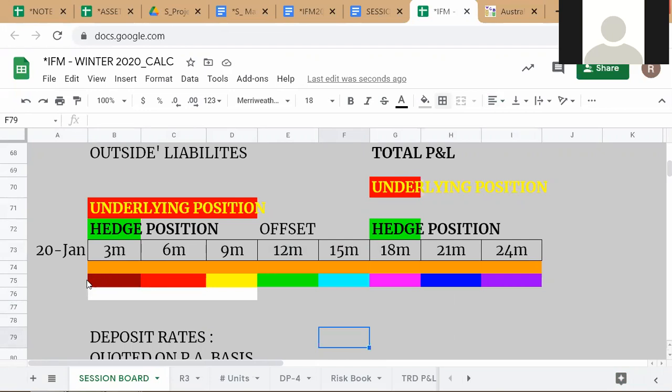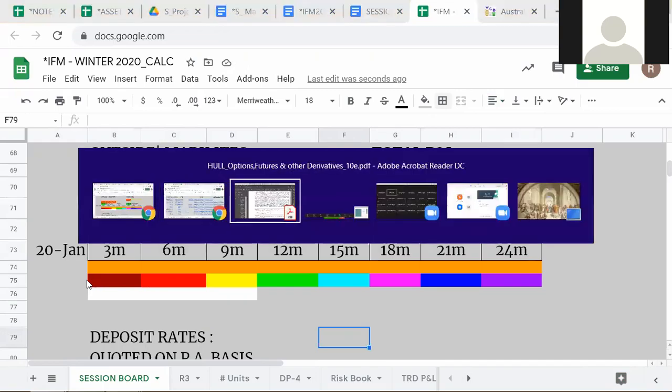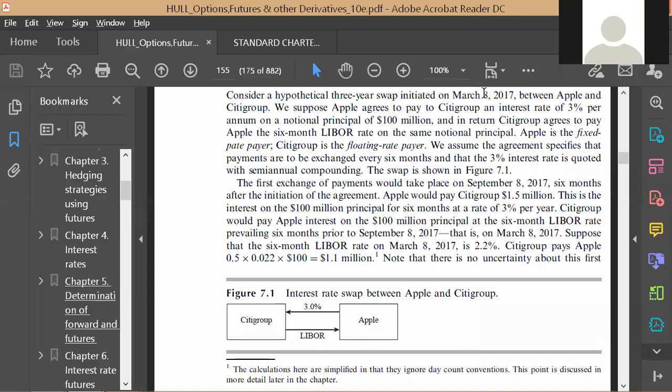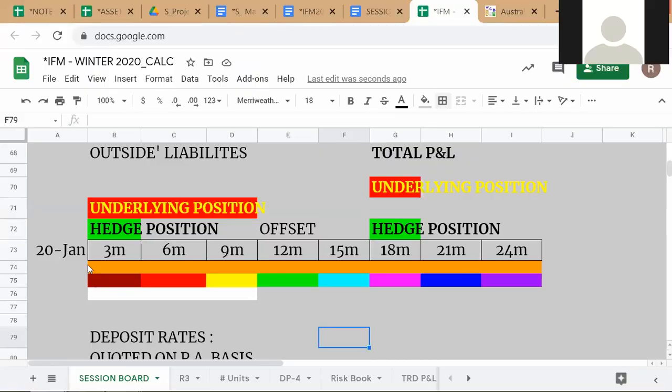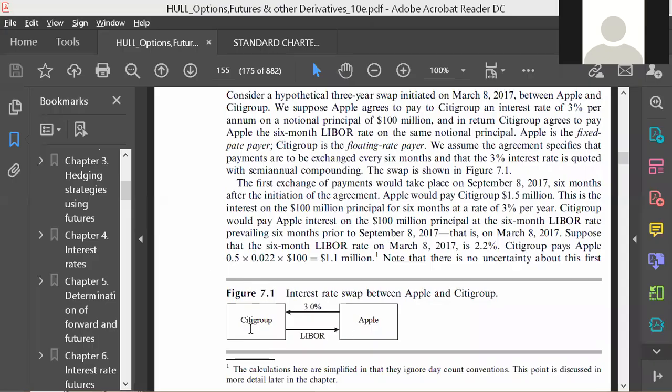So we start from day one. This is the transaction date. Okay, we have the transaction date, which is March 8th, 2017. So in our example, this is March 8, 2017, the transaction date. So the first exchange of payments is going to happen after 6 months, 6 months later. So this is September. Okay. Now, what will be the payments? So there'll be a first exchange of payments, as you can see here, like this.